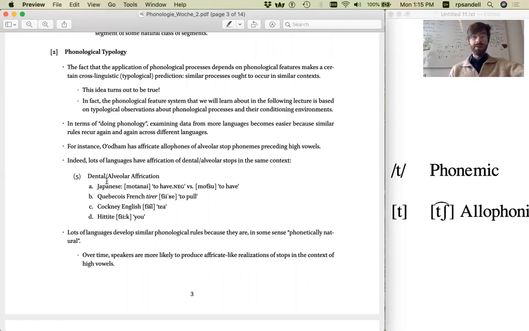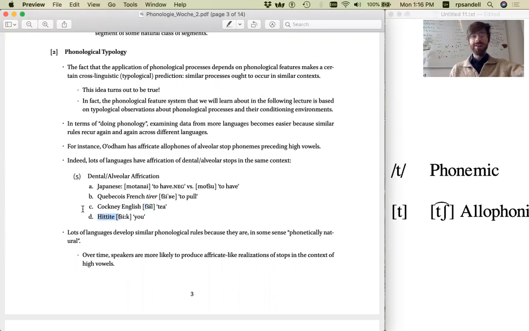So for instance, in Japanese, we find alternations between an alveolar stop, ta, and an alveolar affricate, tsa. Likewise, in the Québécois variety of French, before high vowels, we find the affricate rather than a stop. In certain varieties of English, in particular so-called Cockney English, traditionally a working class variety of English in London, we find affricates before high vowels. So the word for T is realized as tsi.